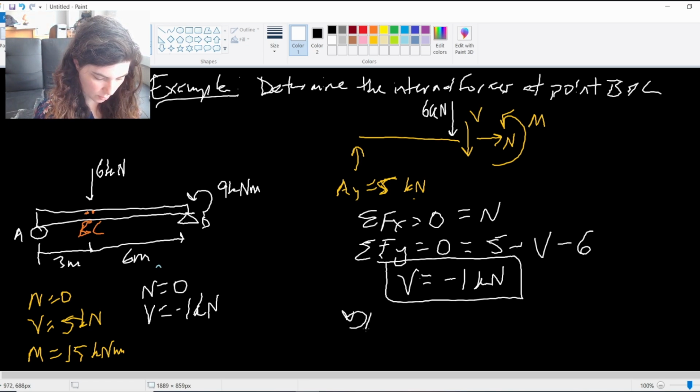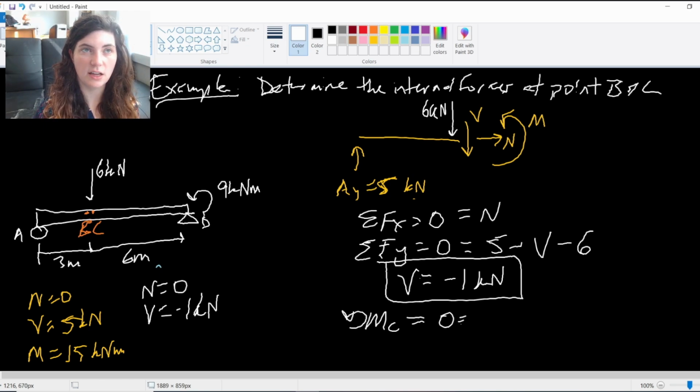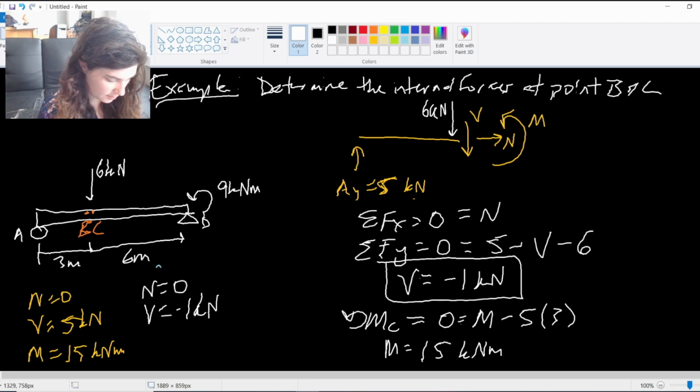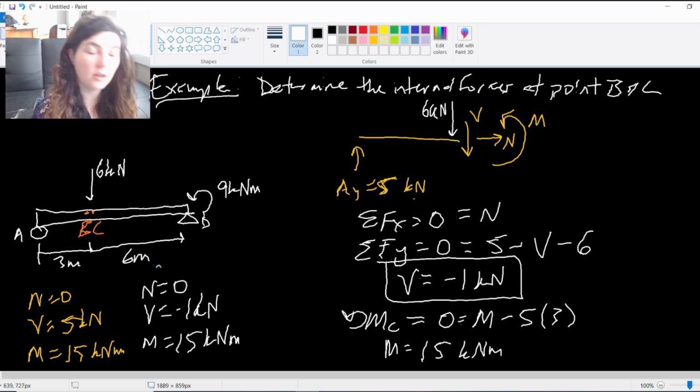And if I take a look at my moment, I'll take a moment about C now, equals 0. I'm going to say my 6 kilonewtons is a close enough applied force to being right on top of C that I'm not going to include it in this calculation. So I'll have M minus 5 times 3. So my moment will still be the same, 15 kilonewton meters. But the point is that they can change throughout the beam.